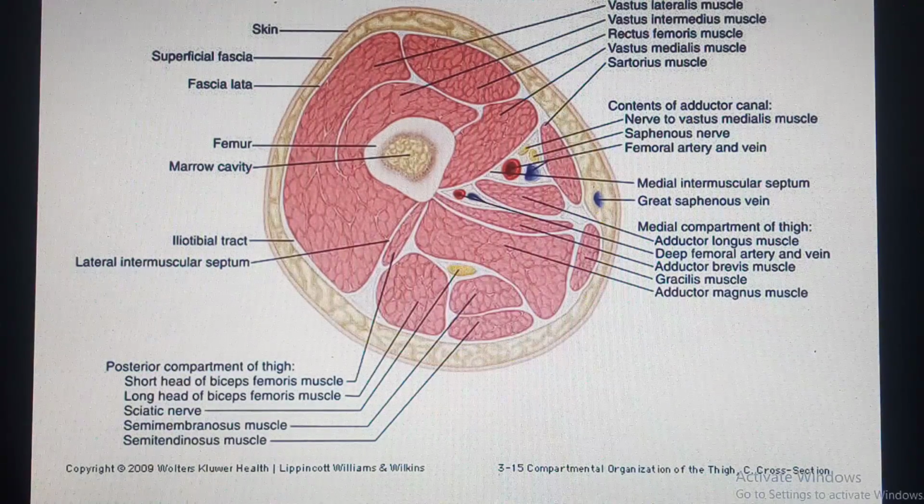Today is going to be a quick tutorial. We want to try and do a quick recap on the muscles that we've looked at in the anterior compartment, medial and of course posterior compartment of the thigh.